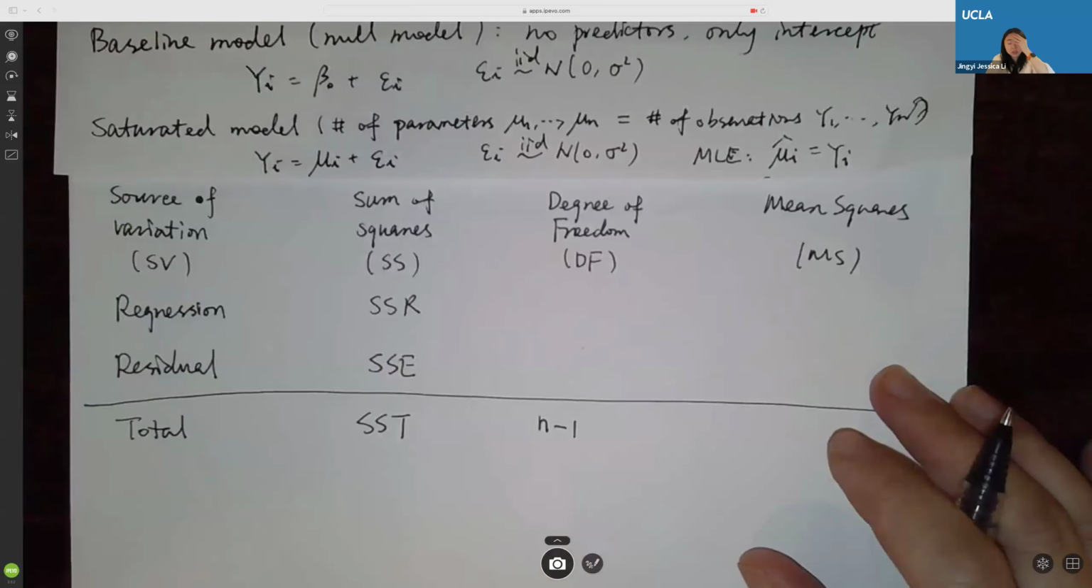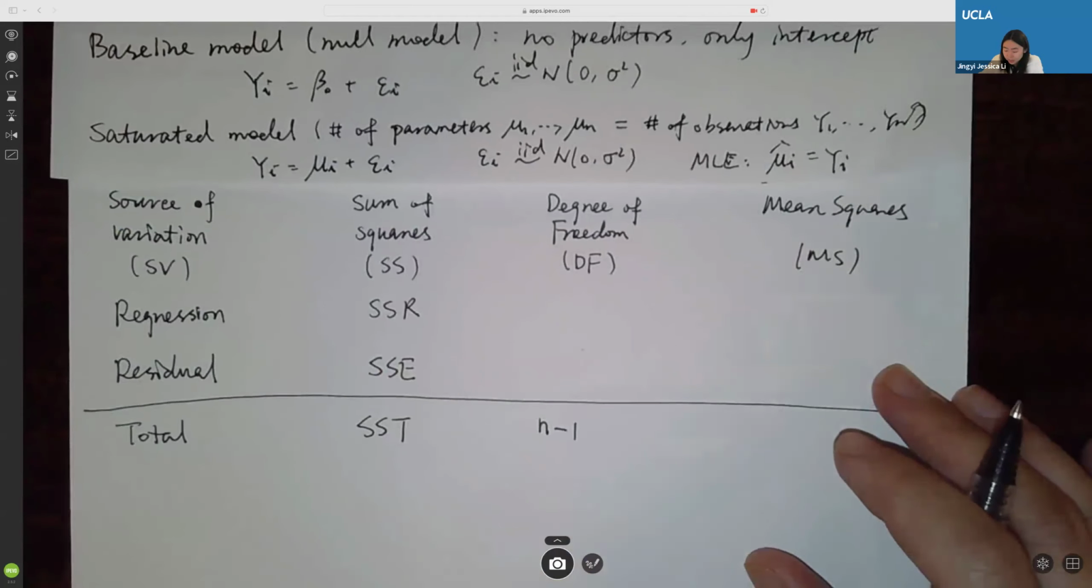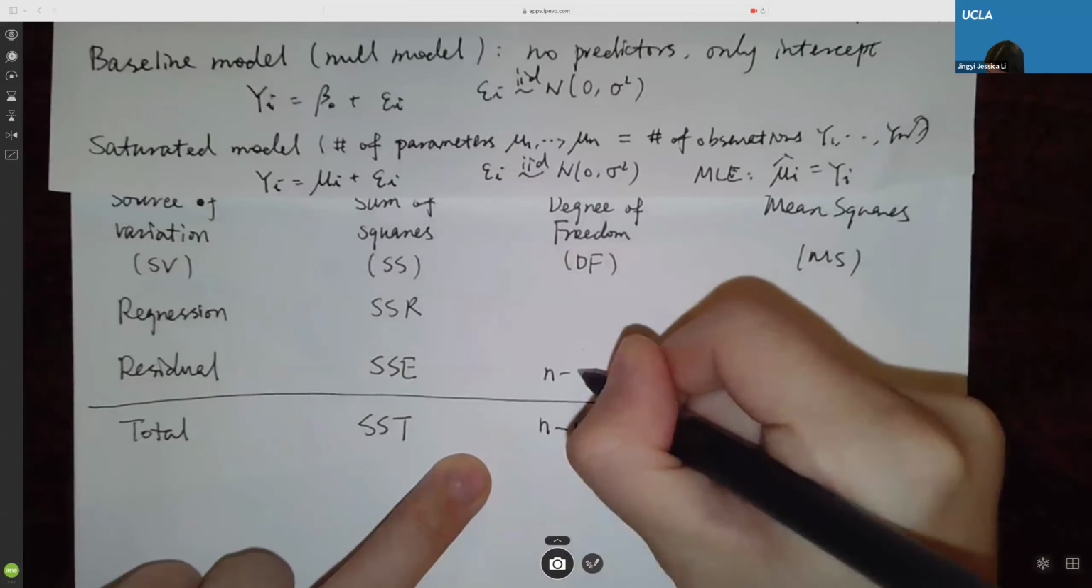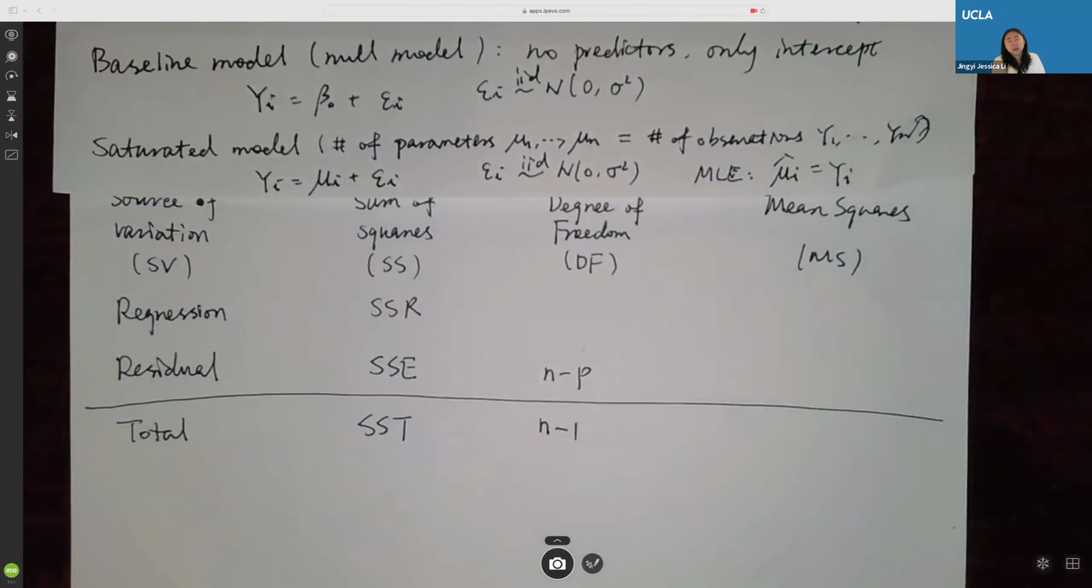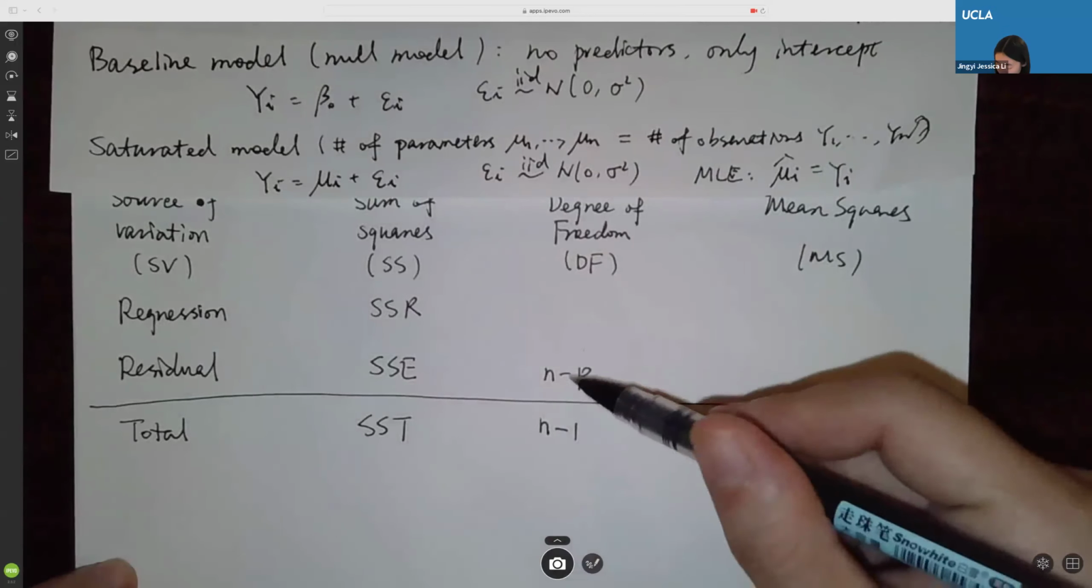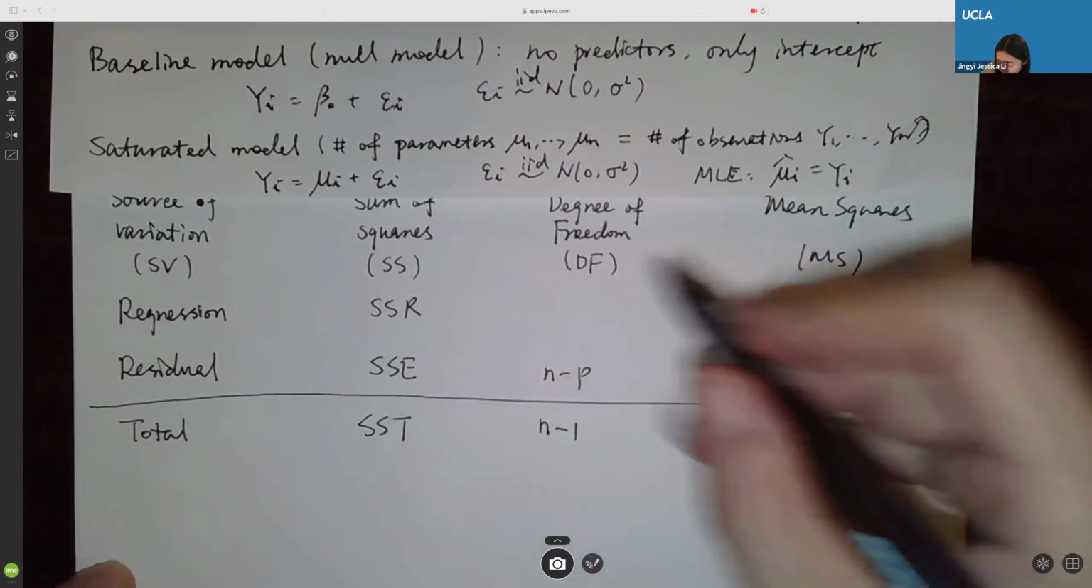And that is also the denominator we use in our unbiased estimate, right? Okay, how about the residual? The residual degrees of freedom is n minus p. And that is the denominator in the variance formula, sigma squared hat, we use as the unbiased estimator. It's n minus p. That's something we derived before. And the regression is their difference: n minus 1 minus n minus p.